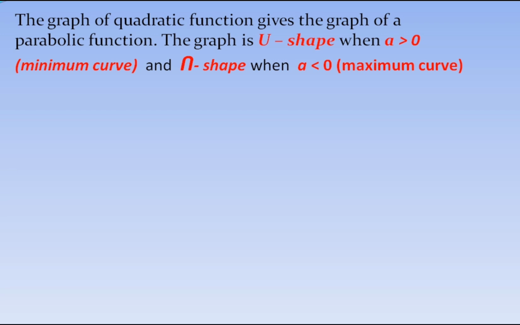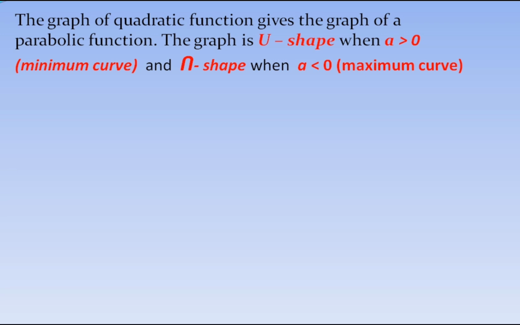And when we have the n shape, that is where we have the maximum curve, and in that case a should be less than 0. So when a is less than 0, we are talking about the negative.